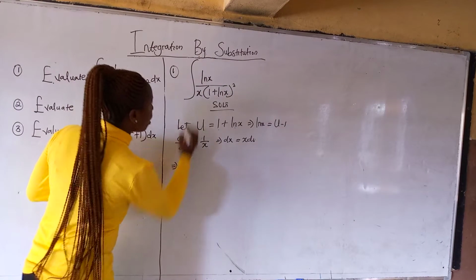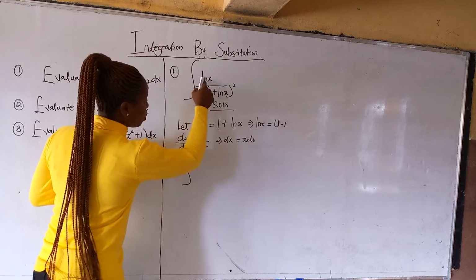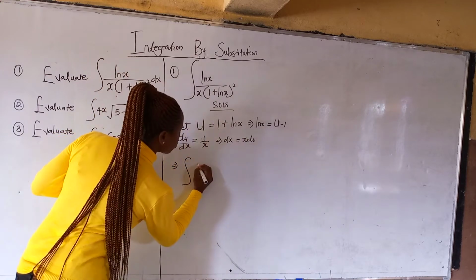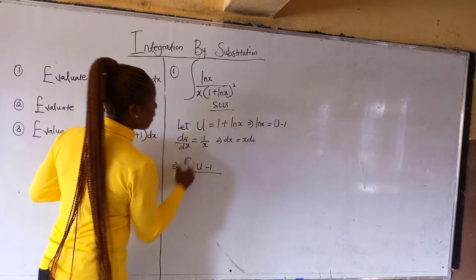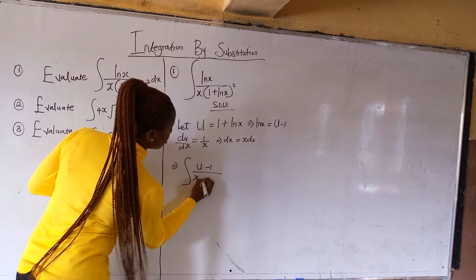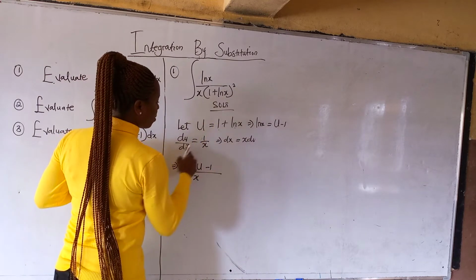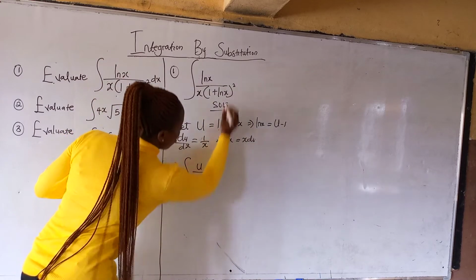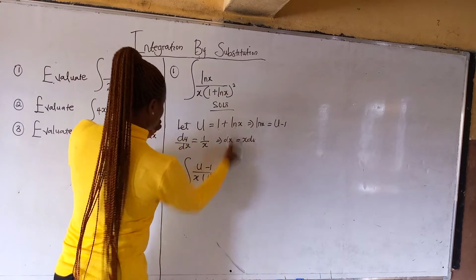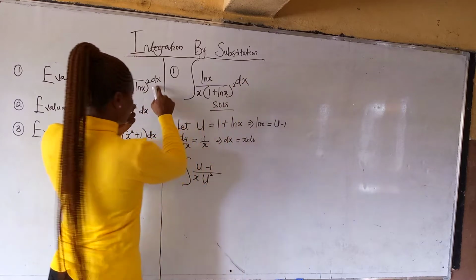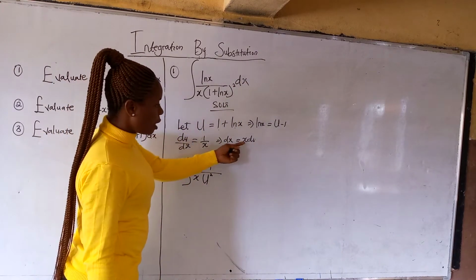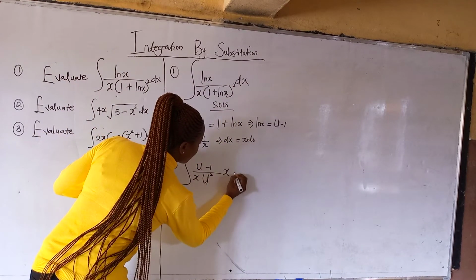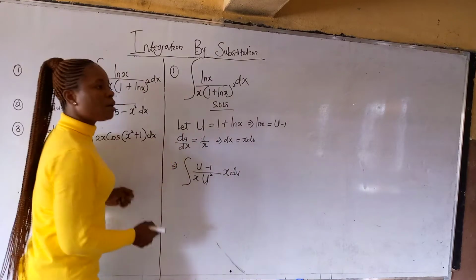So let's go. We want to integrate this function, ln x. What is our ln x? u minus 1 all over x into, this is our u. Remember we said that let u be this. So this is our u, all squared. There is the dx here. And what is my dx? x du. So that we have x du. This is what we are going to integrate now.